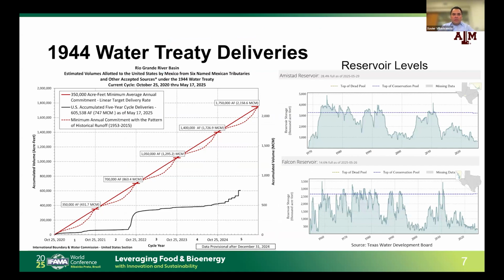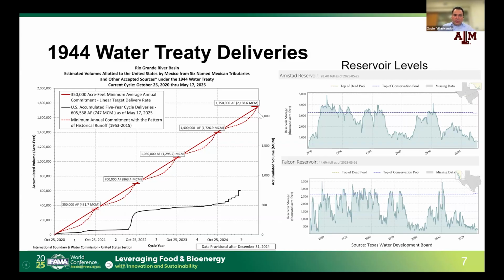There is a water treaty from 1944 that the United States signed with Mexico related to the amount of water that must be released from the Mexican tributaries, rivers, and other sources to the Rio Grande Valley to feed the reservoirs that are on this river, the Amistad Reservoir and the Falcon Reservoir. And this red line here tells us the amount of water that Mexico is committed to deliver to the river by year. This is the cumulative quantity.